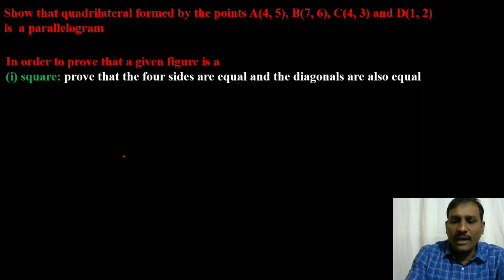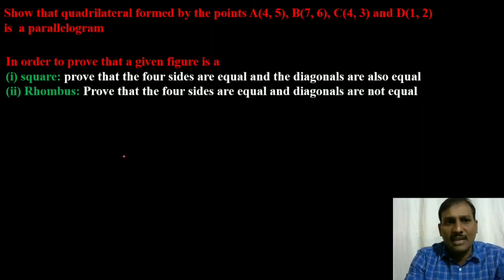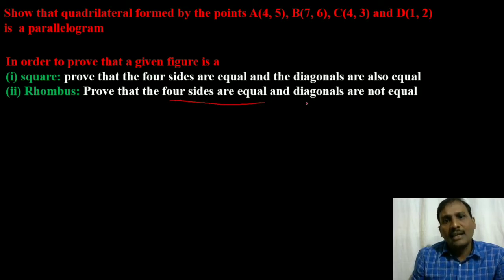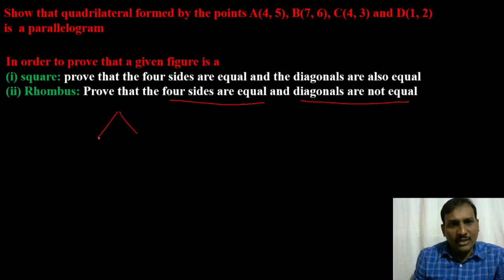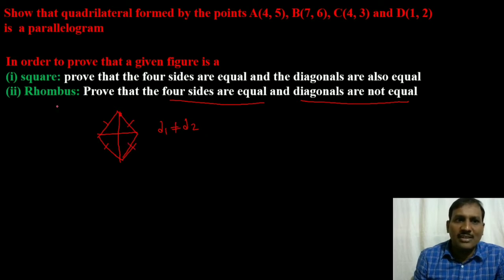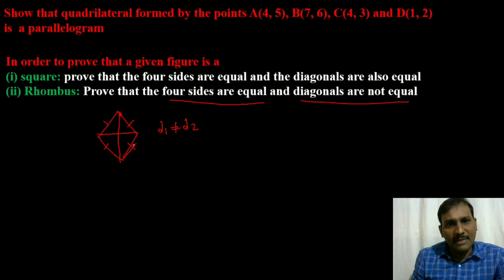Suppose you have to prove that these are the vertices of a rhombus, then we have to prove that 4 sides are equal and diagonals are not equal. In a rhombus, we know that the diagonals are not equal. So this diagonal and this diagonal are not equal, D1 is not equal to D2, but all the sides are equal. This is the difference between square and rhombus. In the square, the diagonals are equal, but in the rhombus, the diagonals are not equal.